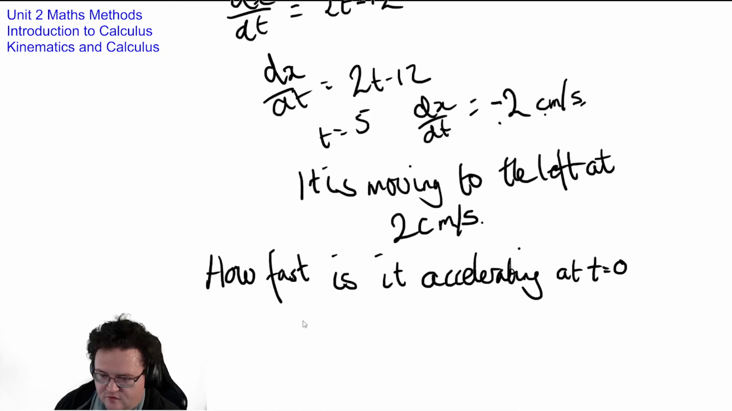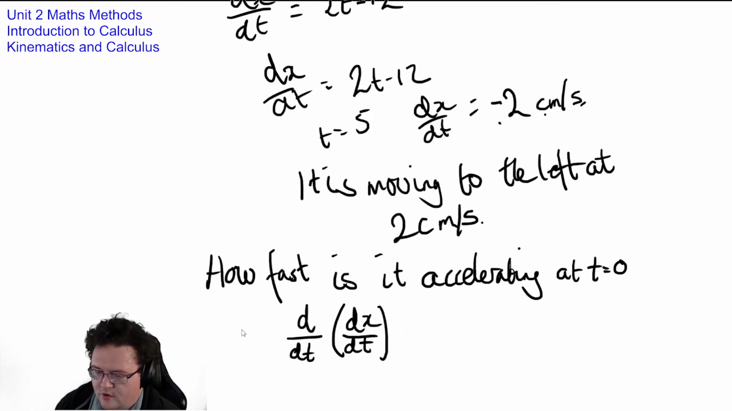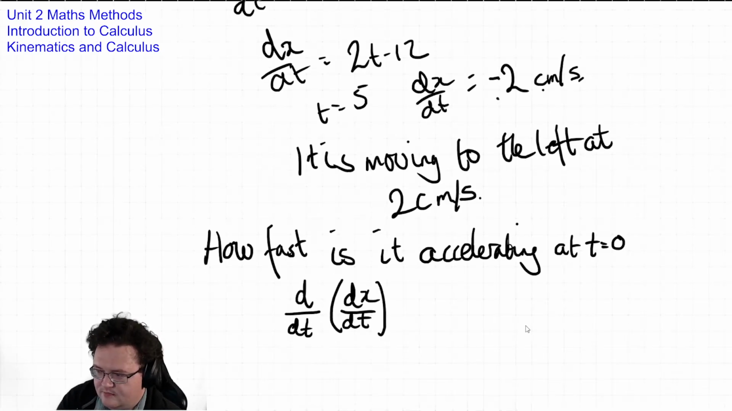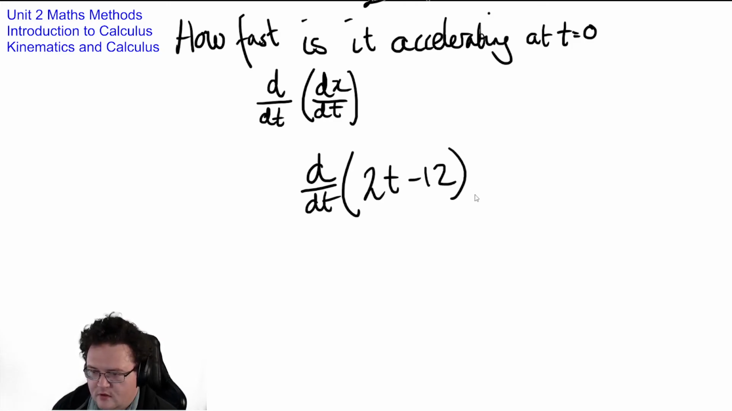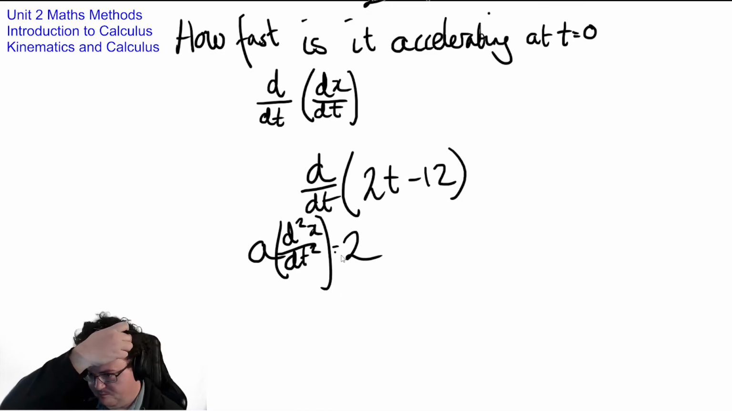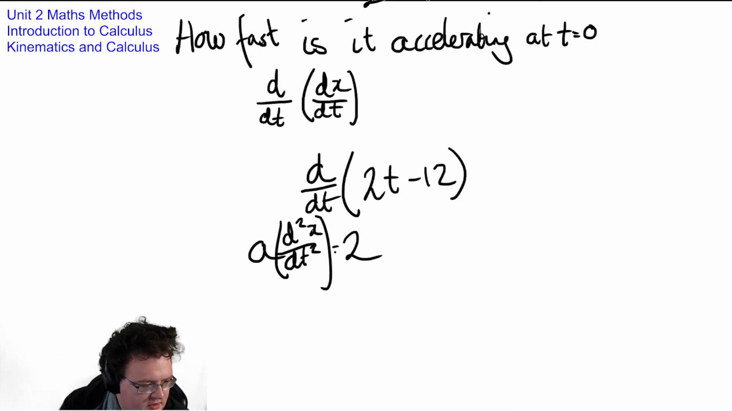Well, then we have to take the differential of dx/dt. So we have to take the differential of 2t minus 12. What's that? If I do d/dt of 2t minus 12, well, that answer is just 2. So the acceleration, or the double differential, is just 2. Does the acceleration care about whether it's moving up or down?